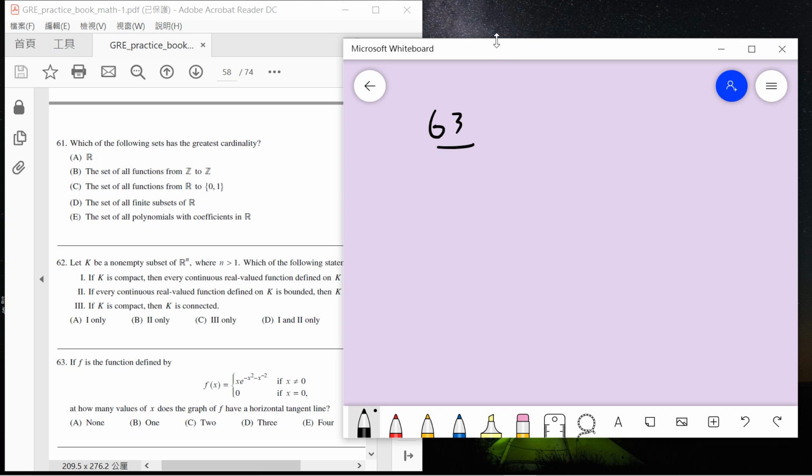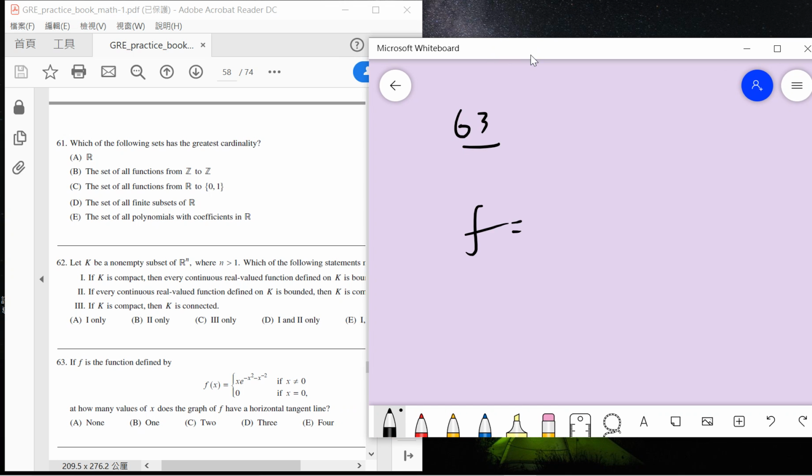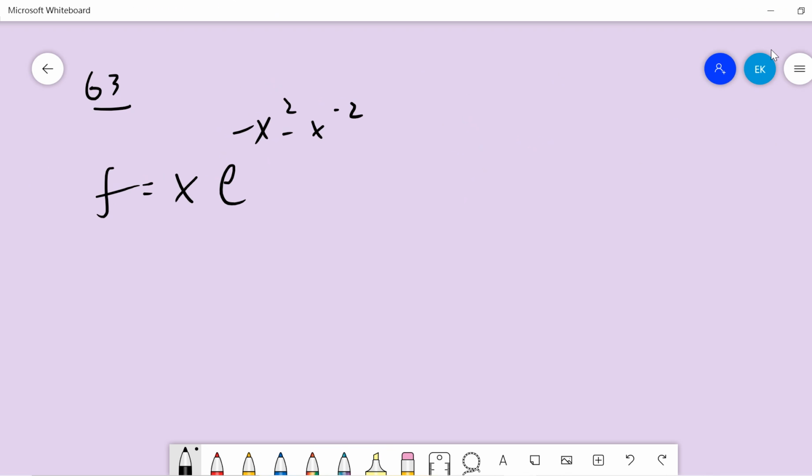Okay, problem 63. f of x is defined to be x minus x, this one. How many points on the graph have a horizontal tangent line? How many points of different x value? Okay, so tangent, horizontal.